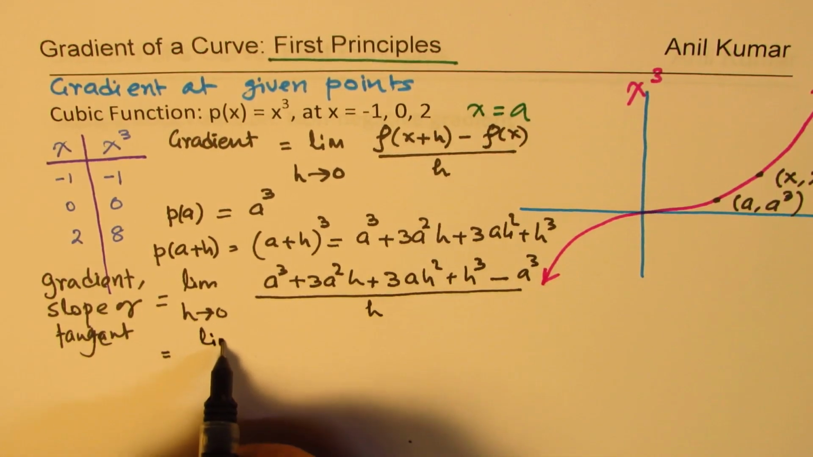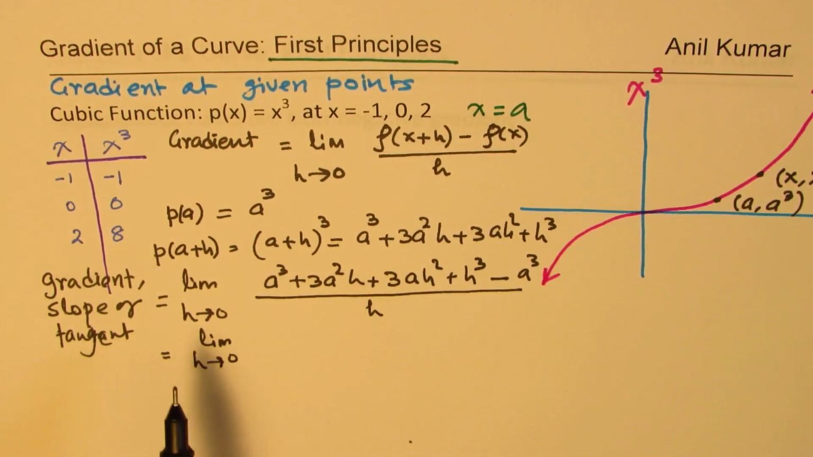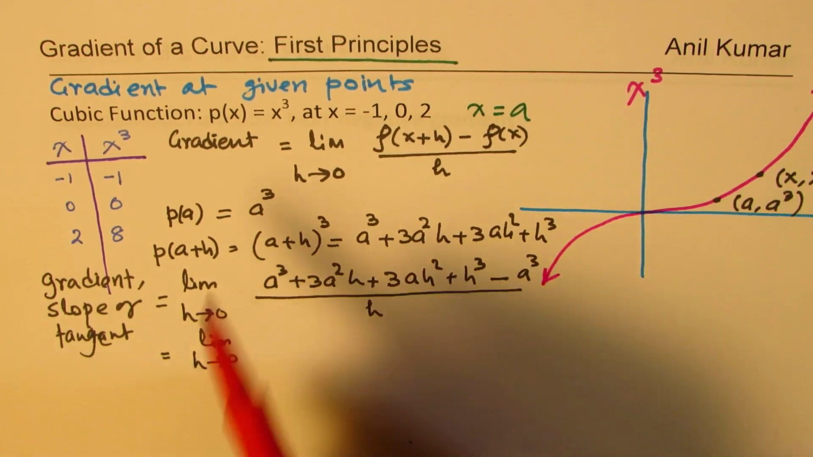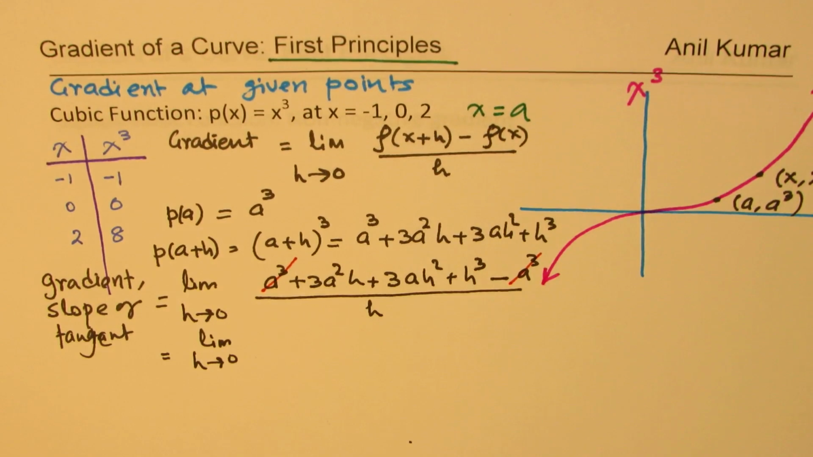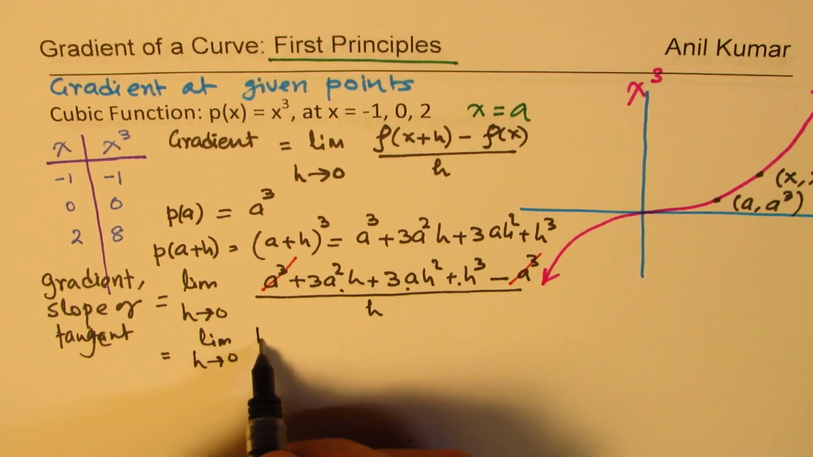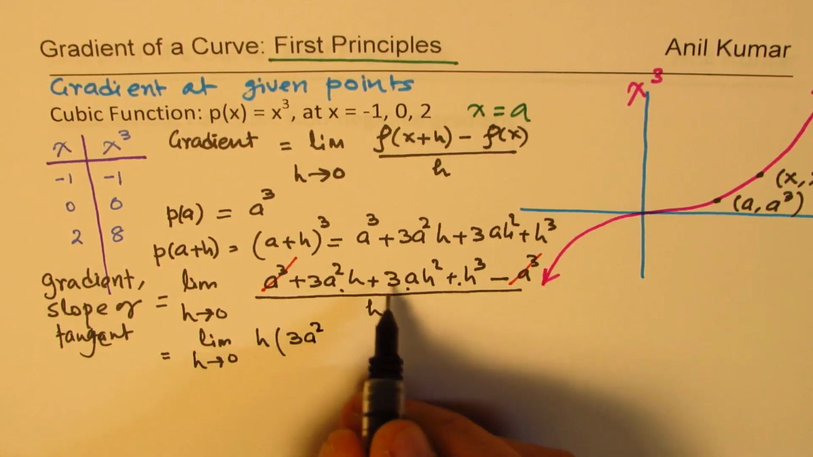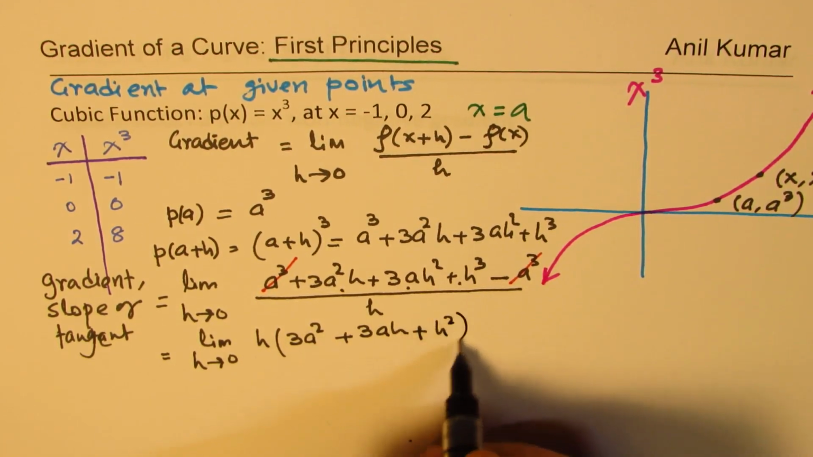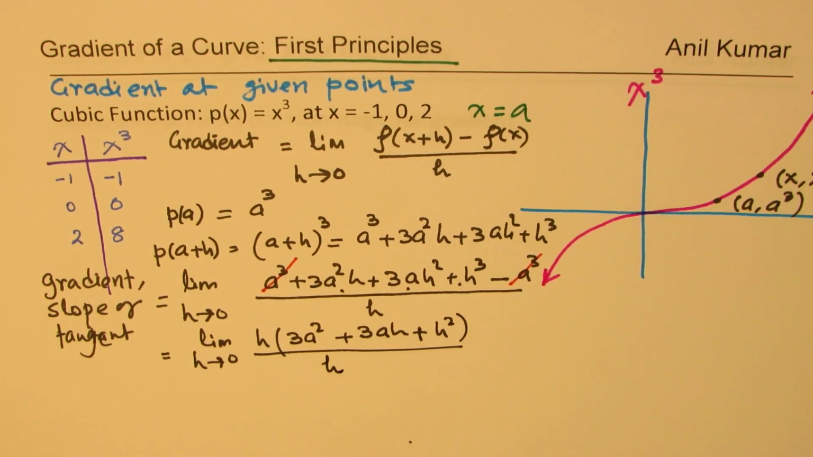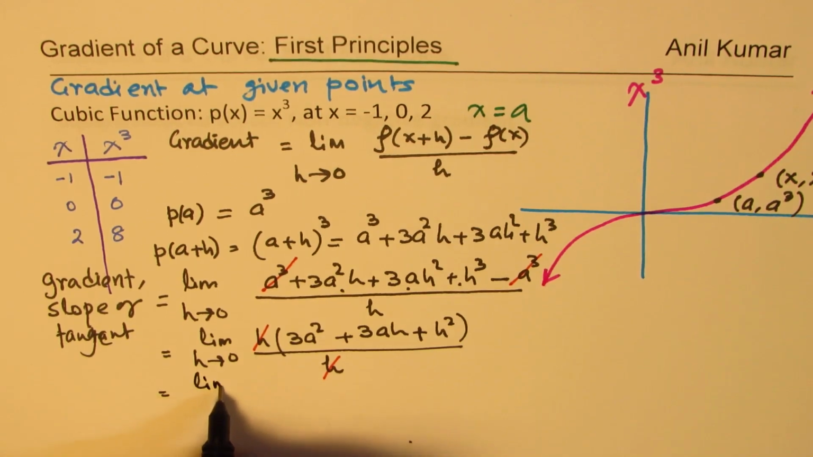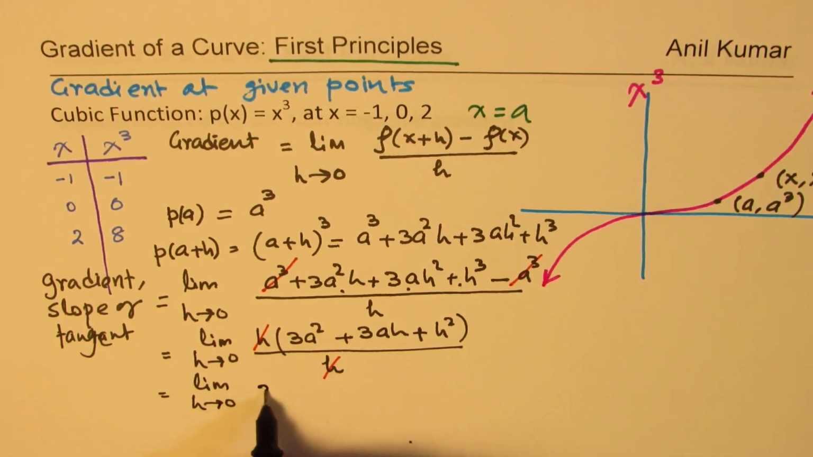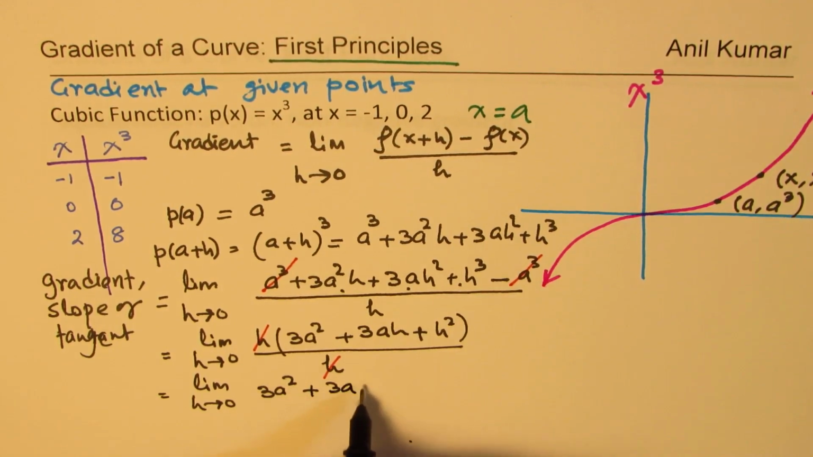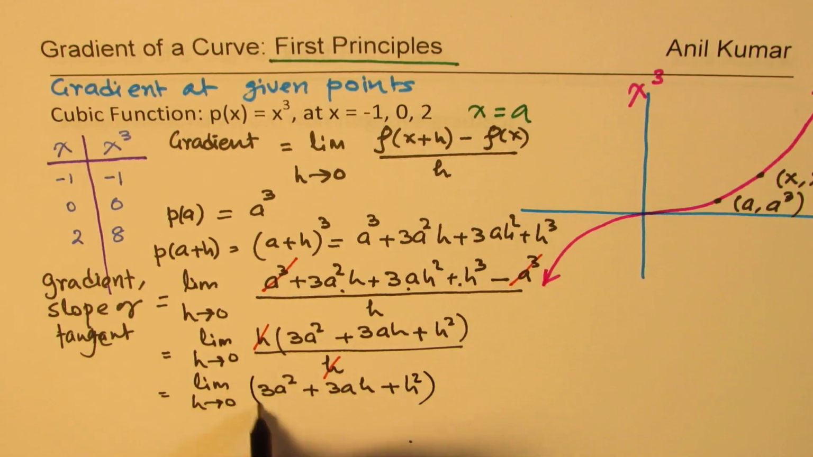So that gives you the limit as h approaches 0. Now you will see that a cube cancels away, right? So you get these 3 terms here. In these 3 terms, h is common, so I am writing h common, and I am left with 3a square plus 3ah plus h square, divided by h. So now I could cancel these 2, right? So what do I get? I get the limit as h approaches 0 of 3a square plus 3ah plus h square, all this.